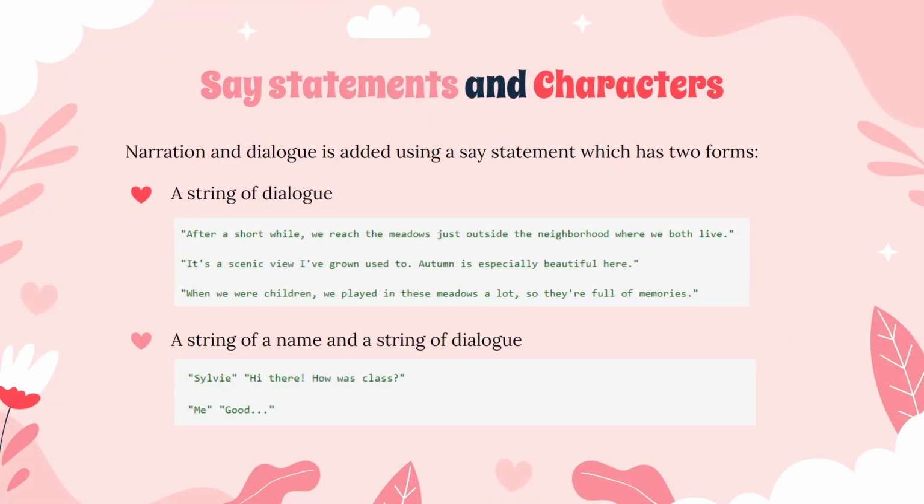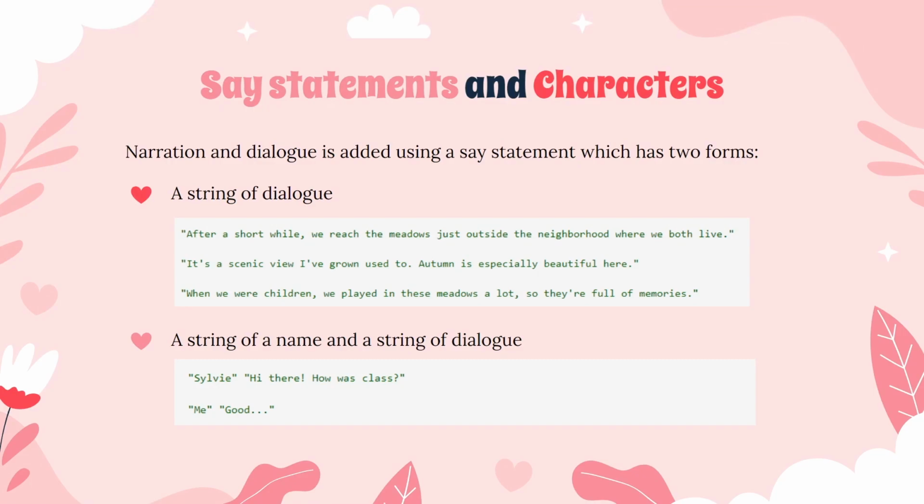So say statements and characters, those are the two very basic things you'd have to know first. So narration and dialogue is added using say statements, which have two forms. A string of dialogue. So a string, if you are not a programmer, that's just some phrases in between two double quotations, as shown in the example here. If you put in Ren'Py a single string of dialogue like this, that will show up as narration. It won't show any character's name. It will just show that dialogue.